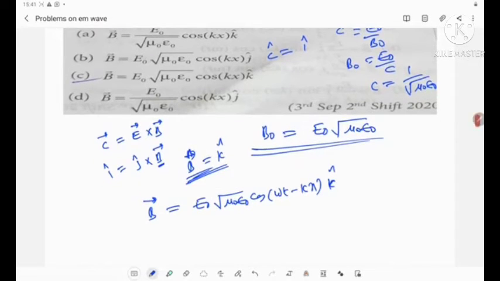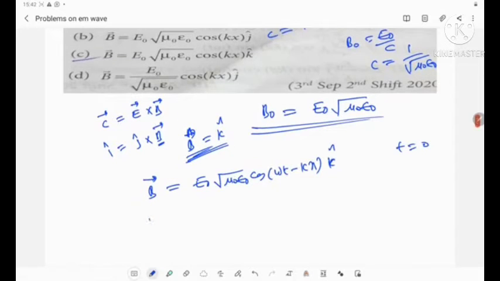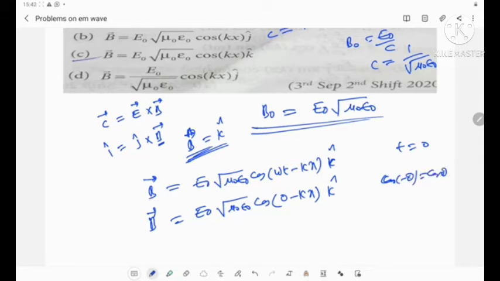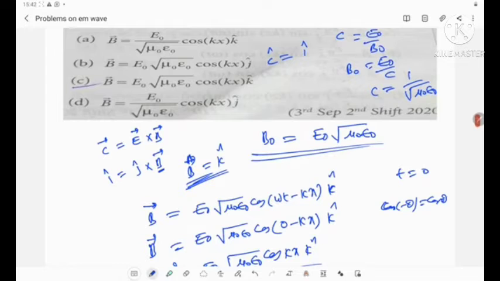But here I have to find out at a time t is equal to 0. Therefore, B bar is equal to E naught root mu naught epsilon naught cos(0 minus kx) into k cap. Cos of minus theta becomes cos theta. Therefore, B bar is equal to E naught into square root of mu naught epsilon naught cos kx k cap. This is the final answer. Therefore, C is the correct answer.